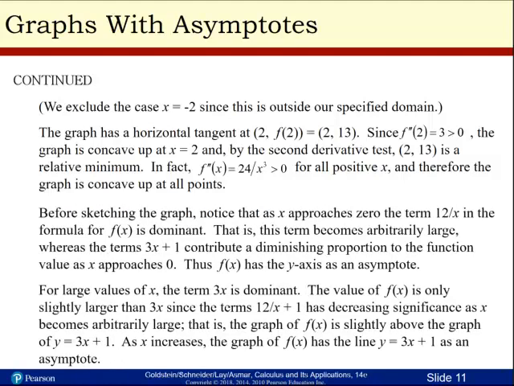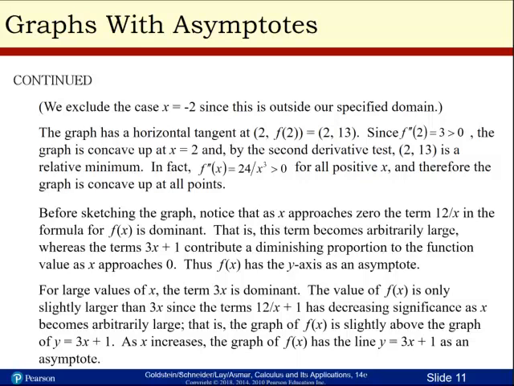Before sketching the graph, notice that as x approaches 0, the term 12 over x in the formula for f of x is dominant. That is, this term becomes arbitrarily large, whereas the terms 3x plus 1 contribute a diminishing proportion to the function value as x approaches 0. So that means 12 over x really takes over. It becomes big. Thus, f of x has the y-axis as an asymptote.